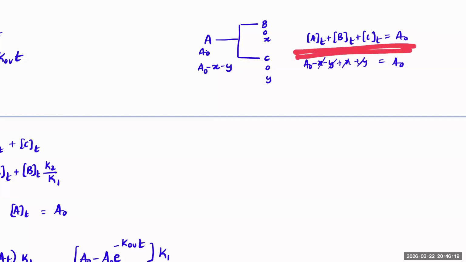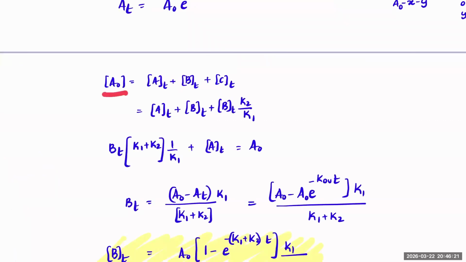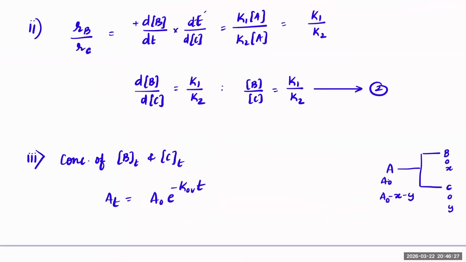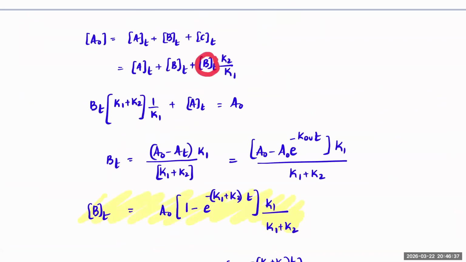So you know that A0 is equal to At plus Bt plus Ct. And Ct, from the second derivation, we know that at any time will be equal to Bt into k2 by k1. Now B will come constant, so I will get (k1 plus k2 by k1) plus At is equal to A0. So now Bt will be equal to (A0 minus At) multiplied by k1 divided by k1 plus k2.